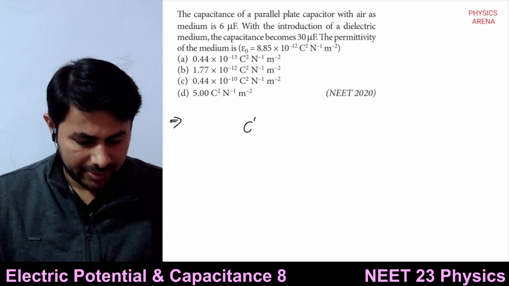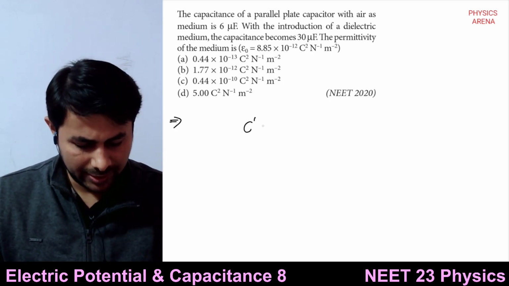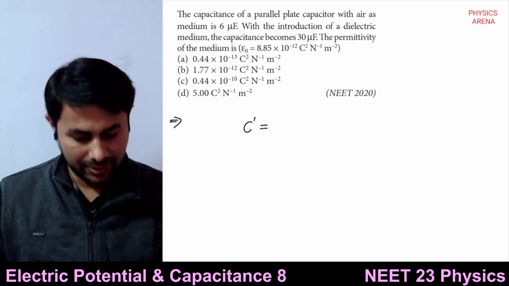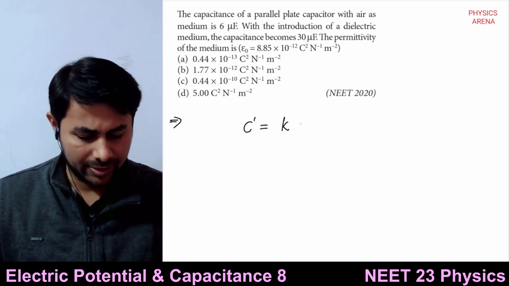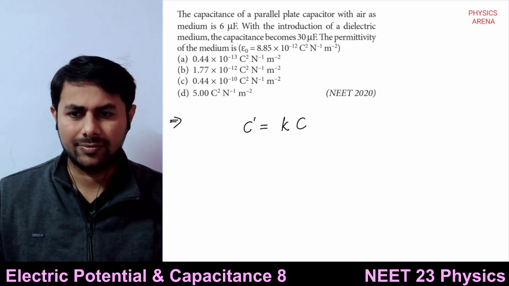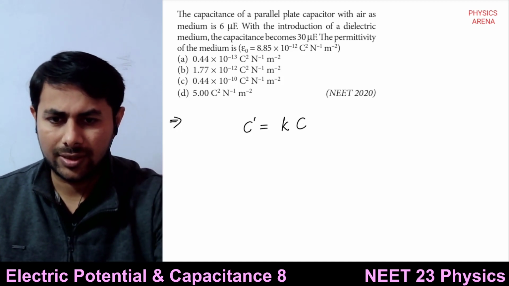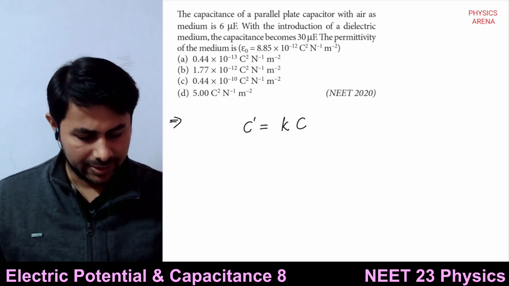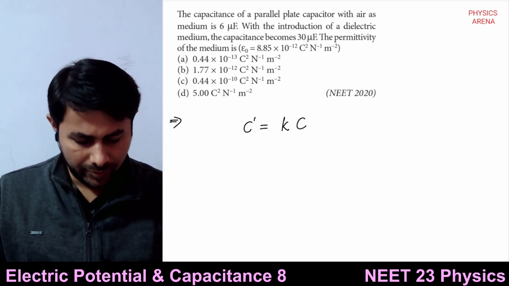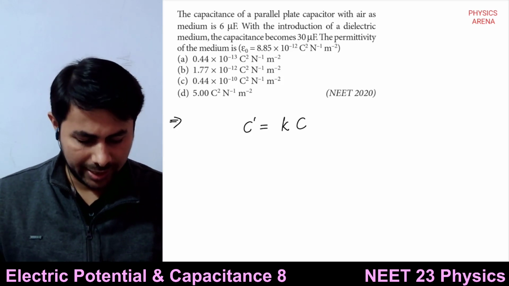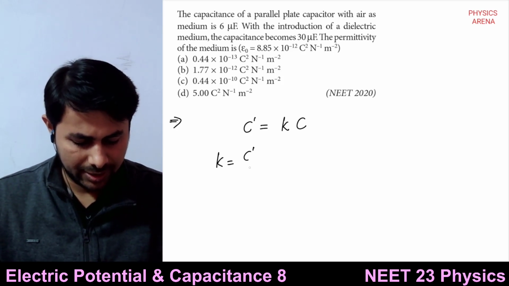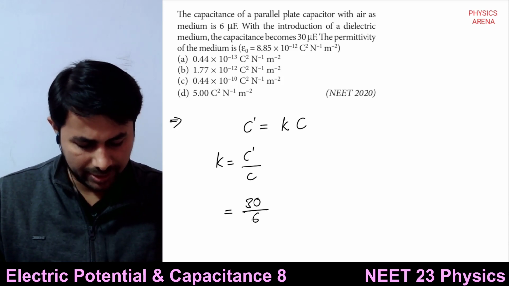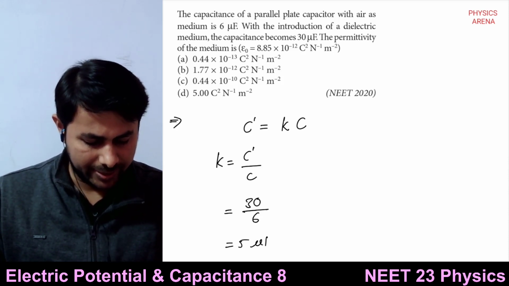So capacitance becomes C dash. When a dielectric is inserted, what happens to the capacitance? It is the dielectric constant multiplied by the capacitance, right? So from here we get the dielectric constant. So K is equal to what? C dash divided by C. It is equal to 30 divided by 6, which is 5.